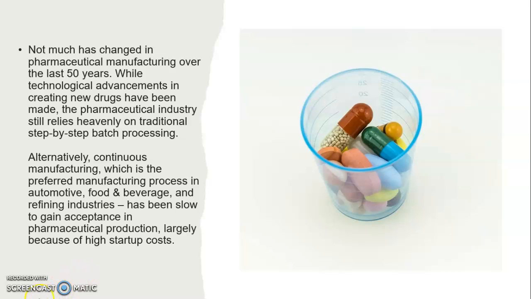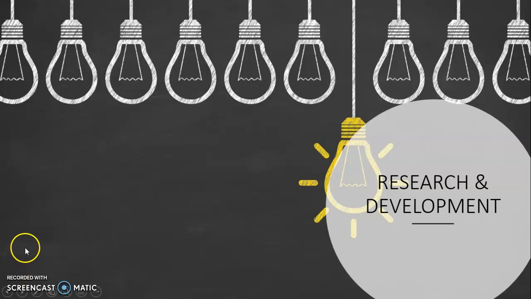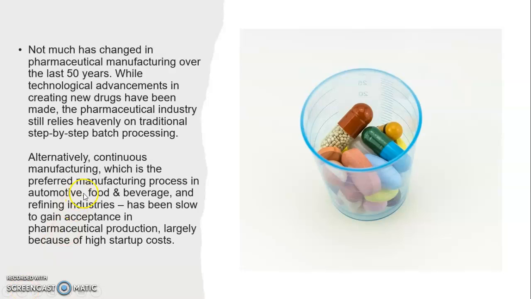So we continue our lecture on research and development. Okay, basically, for the last 50 years, pharmaceutical manufacturing has used batch processes, the traditional step-by-step batch processing. But now they are moving towards continuous manufacturing, for example, in automotive, food and beverage, and refining industries.